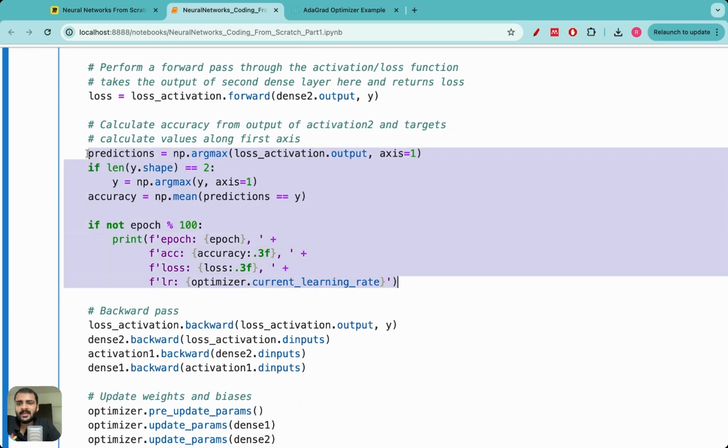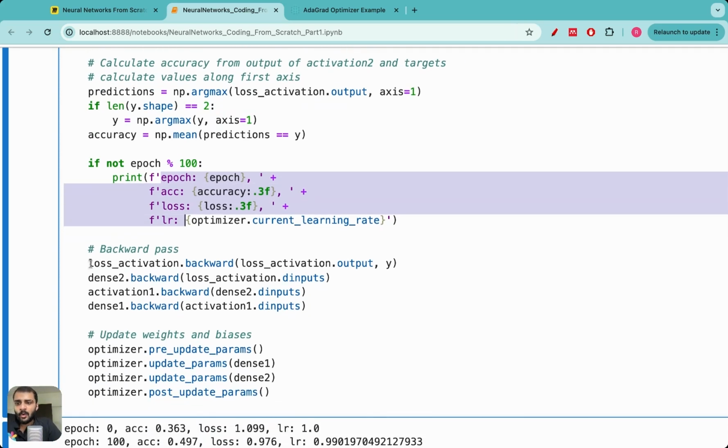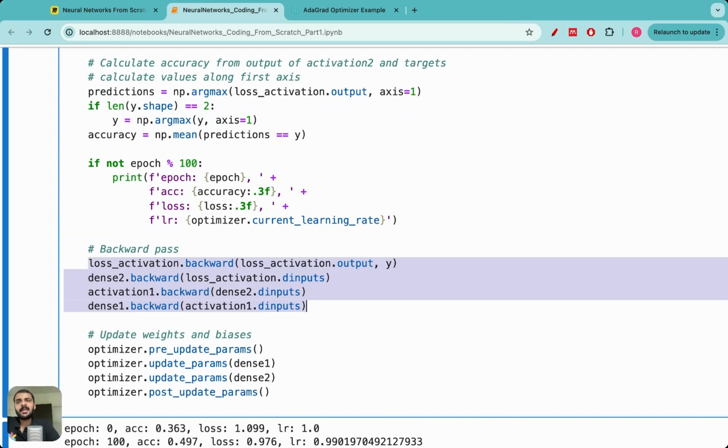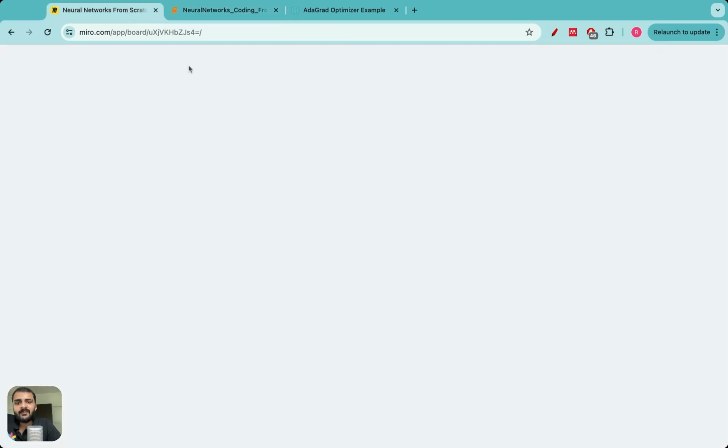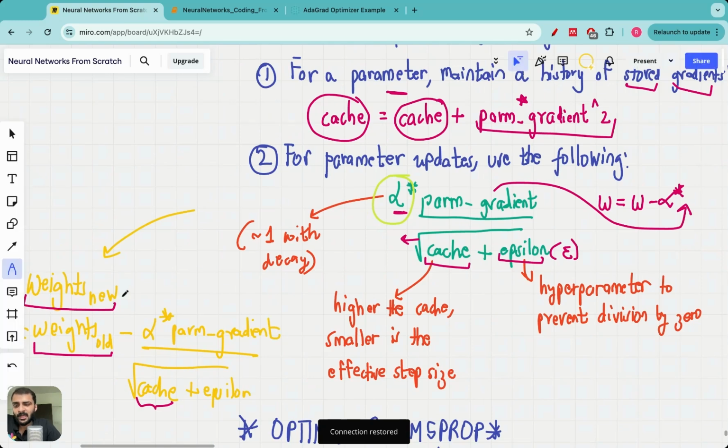In this part of the code, we are just printing the accuracy, and we are printing the epoch number, the accuracy, loss, and the learning rate at each epoch. Remember, one epoch is basically one cycle through the entire data set. Of course, we'll need to do the forward backward pass because it is here that we'll be maintaining the partial derivative of the loss with respect to the inputs, weights, and biases of every layer, which will be needed to update the weights and biases. And the update rule is specified over here. The update rule is specified like this: weights new equal to weights old minus alpha times the gradient divided by square root of cache plus epsilon.